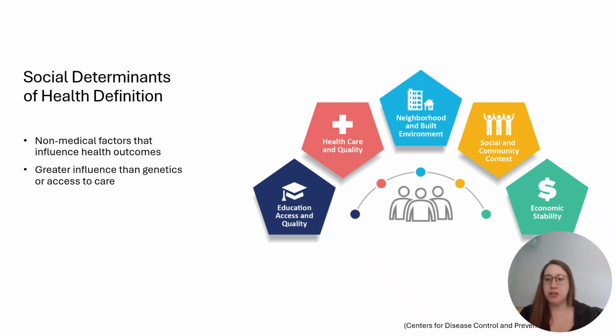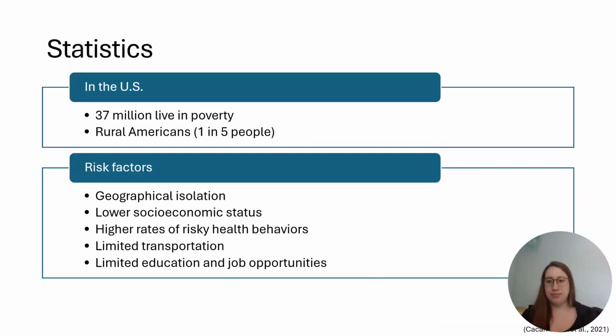So before I begin, social determinants of health are non-medical factors that influence health outcomes. These include factors such as access to education, quality of education, access to and quality of healthcare, the patient's neighborhood and built environment, social and community context, and economic stability. They have a greater influence on health outcomes than genetics or access to care. This reinforces the importance of addressing the social determinants of health within our healthcare system.